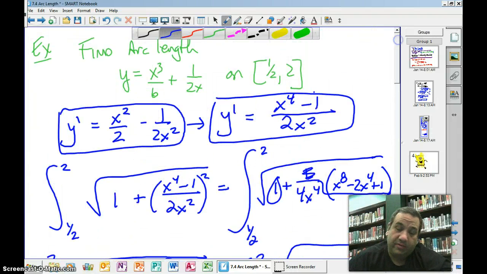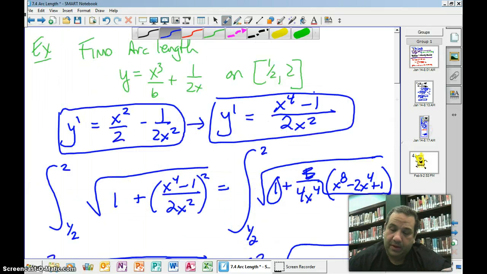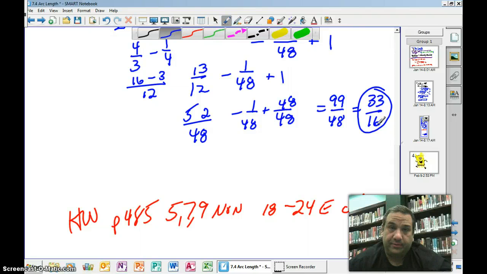Once again, just to reiterate, it's going to be that formula, 1 plus the derivative. Actually, it's the derivative squared, my bad. This formula right here, derivative squared. And then I just worked it out from there. I did algebra and got it down to an answer.